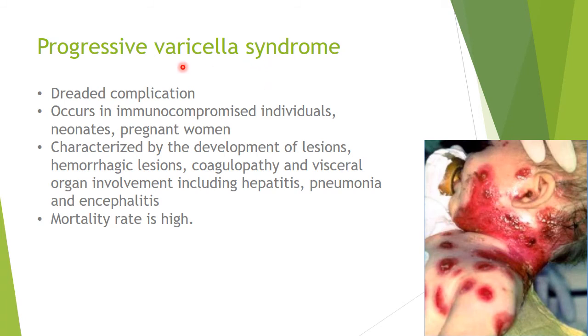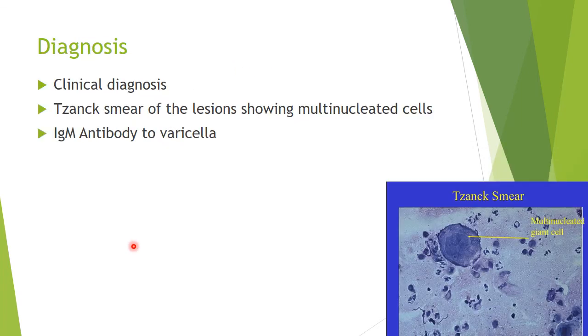So we'll talk in quite a bit of detail about progressive varicella syndrome. It is a very dreaded complication and it occurs in immunocompromised individuals, neonates and pregnant women. It is characterized by the development of hemorrhagic lesions, coagulopathy and visceral organ involvement, including hepatitis, pneumonia and encephalitis. This progressive varicella syndrome is very dangerous with a very high mortality rate.